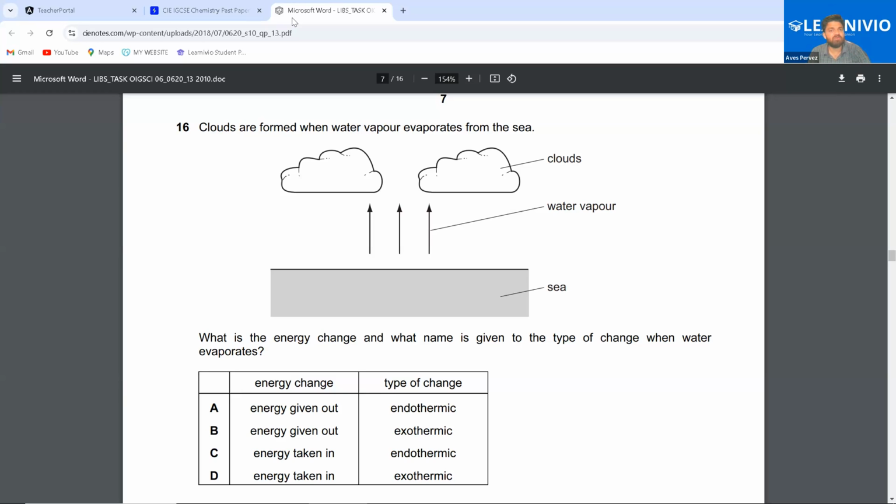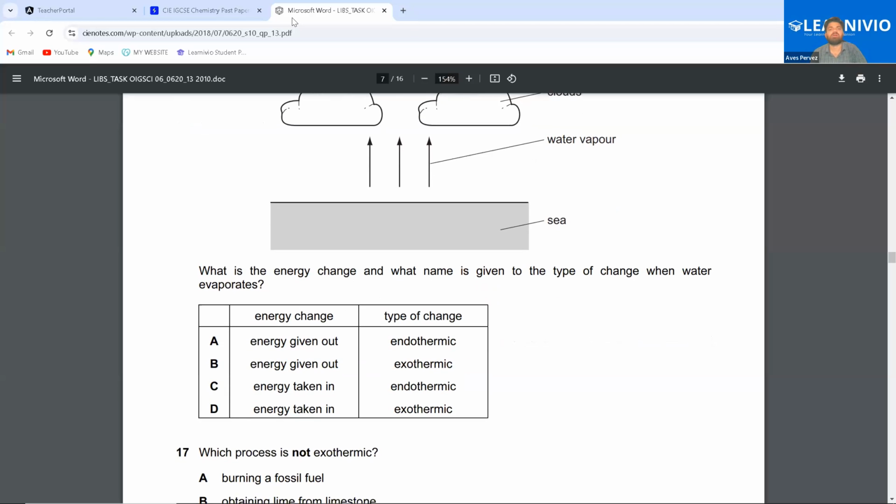Clouds are formed when water vapor evaporates from the sea, so they are absorbing the heat from the sea. Energy is not given out. Energy is taken in by the clouds. Yes, endothermic. Which process is not exothermic?